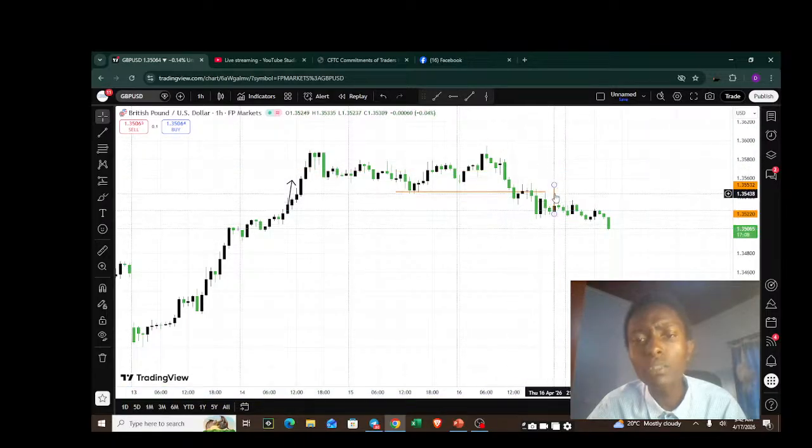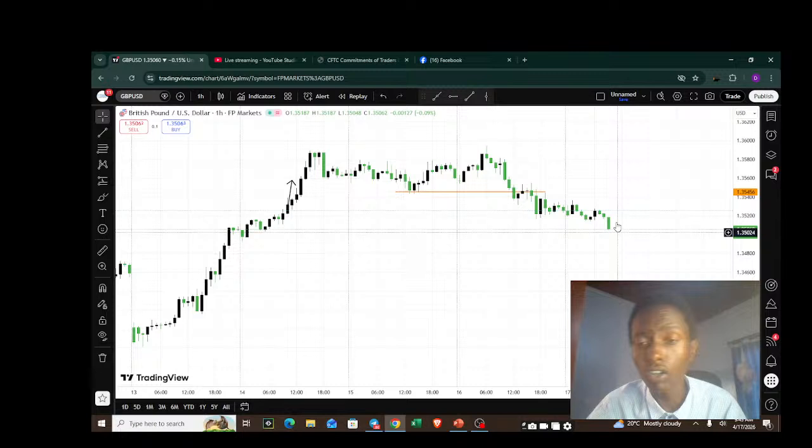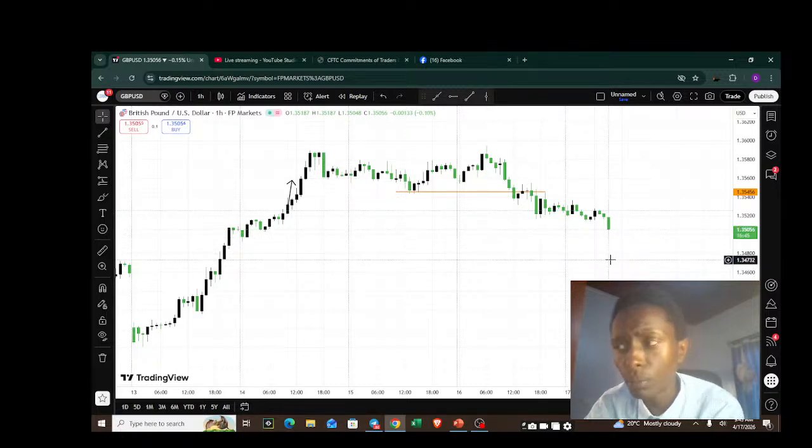So ideally the best place to get in would have been below this OB here. So we had a retest, then price came back to this OB. The next best place to get in is this level here now, according to me. Okay, so I'm already in on that GBP USD trade.